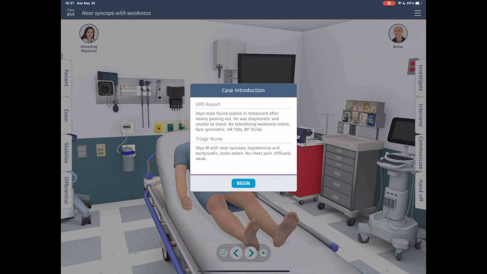The EMS report says we have a 56-year-old male found supine in a restaurant after nearly passing out. He was diaphoretic, unable to stand. No lateralizing weaknesses noted. Face is symmetric, heart rate 150, blood pressure 70. The triage nurse then has a handoff from EMS, and she says he's 56 with near syncope, hypotensive, tachycardic, looks ashen, no chest pain, diffusely weak.